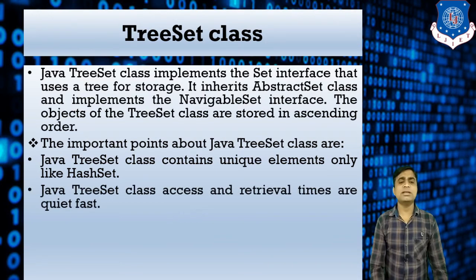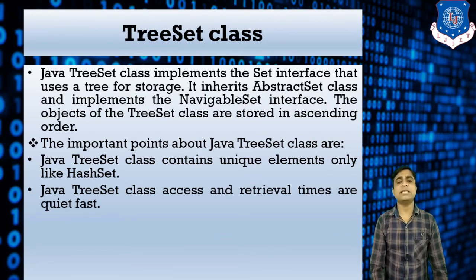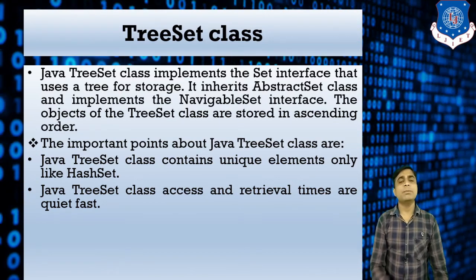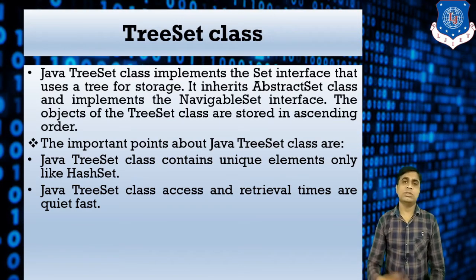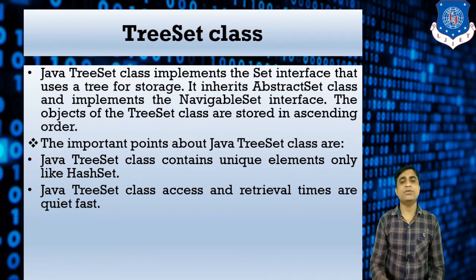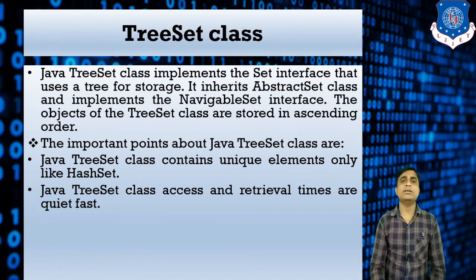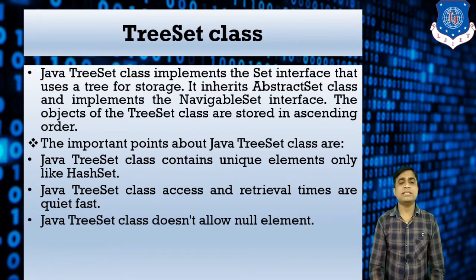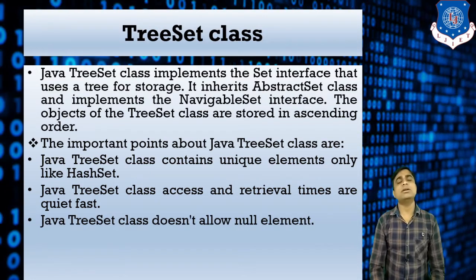Now the next one, that is the TreeSet class. Access and retrieval time are quite fast compared to other data structures. So if you want to access and retrieve a particular value, then the operation is fast. Now the next one, the Java TreeSet class does not allow the null element.